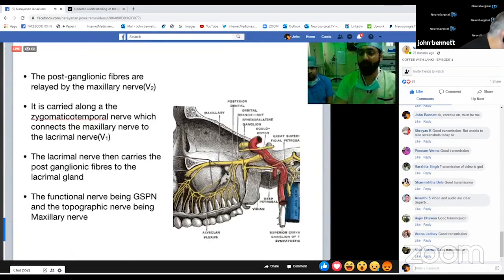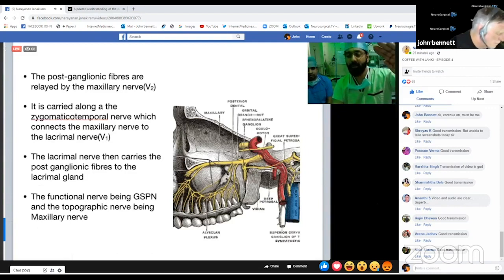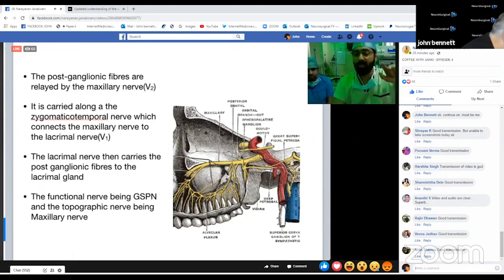So postganglionic fibers are relayed by the maxillary nerve, the V2. It is carried along the zygomaticotemporal nerve, which connects the maxillary nerve to the lacrimal nerve. So it connects the maxillary nerve to the lacrimal nerve, the zygomaticotemporal nerve. The lacrimal nerve then carries the postganglionic fibers to the lacrimal gland.